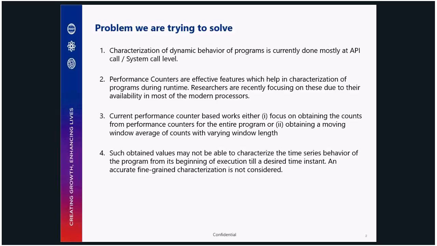Most of the current work available is based on performance counters. They focus on obtaining the performance counters for the entire program, or they try to estimate the average of performance counter values over a particular window, and they keep moving that window. That is called the estimated moving window average. These are the two major directions in which performance counter based work is going.